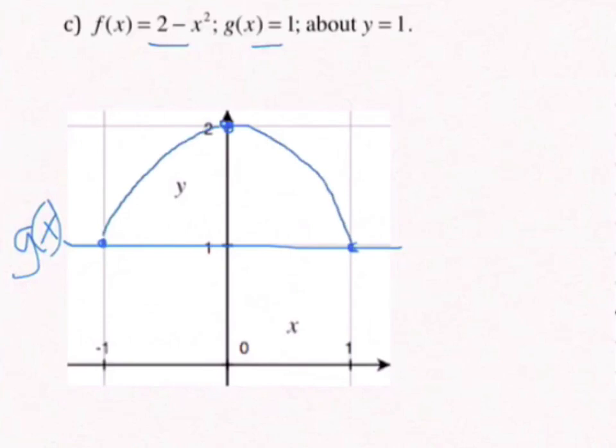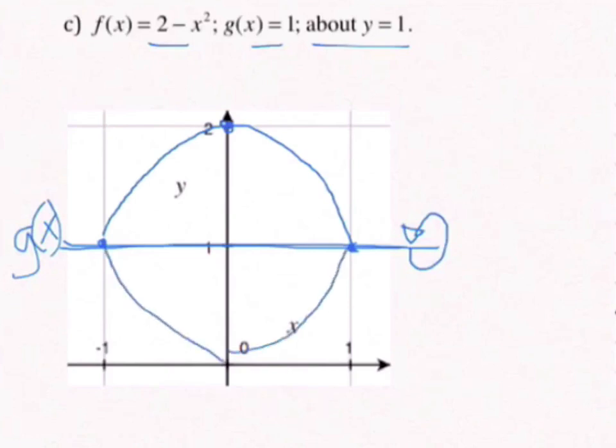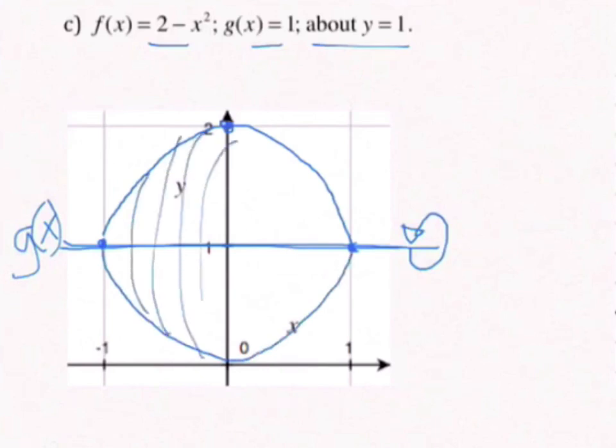And now we're revolving this about the line y equals 1. Okay, which is right here. So I'm just going to draw that little revolution symbol there. And so this is going to get mirrored in the other side, and then rotated around. So we'll make this look a little three-dimensional.